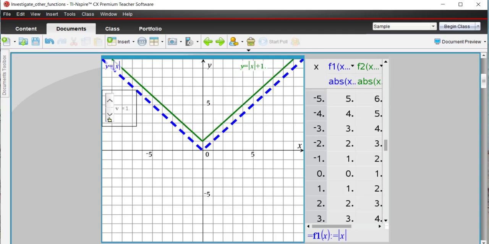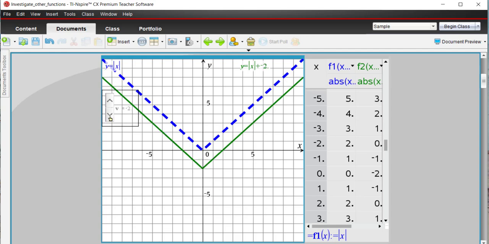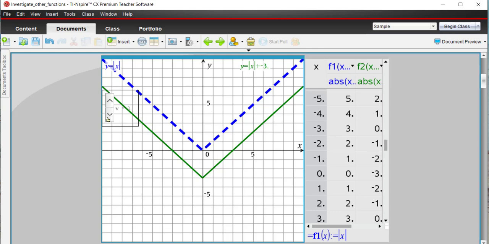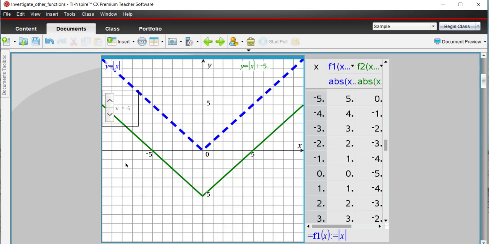And then we'll go back down, and this time we're going to do absolute value of x plus a negative 1, which would be absolute value of x minus 1, graph, table. Y equals absolute value of x minus 2. Y equals absolute value of x minus 3, and so on. Press pause as needed.